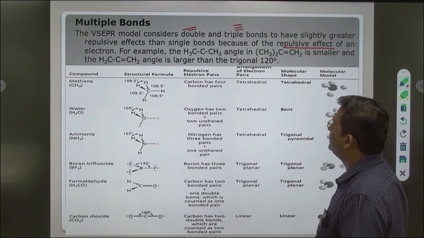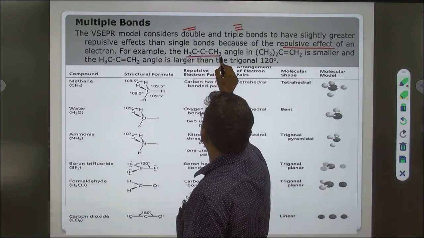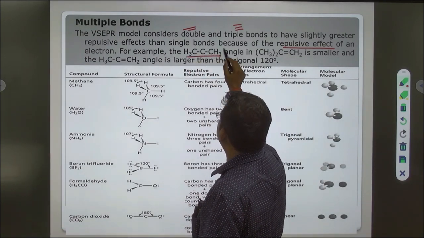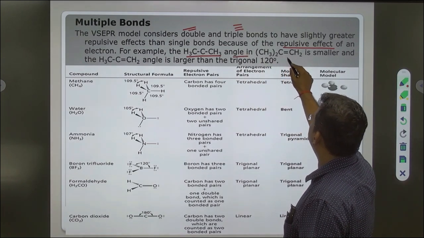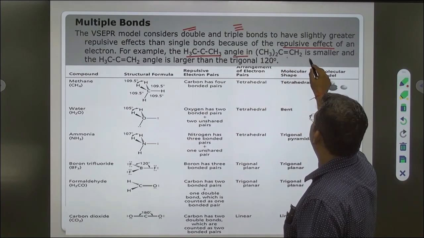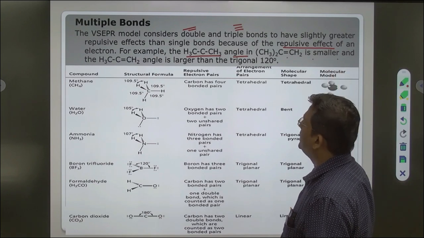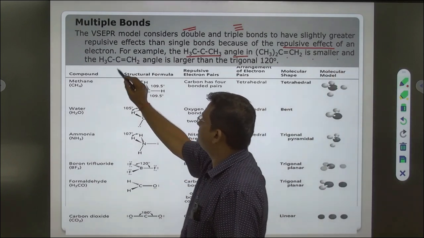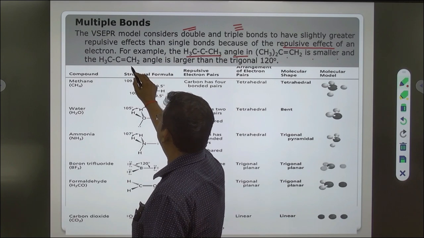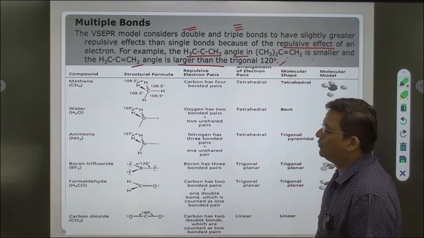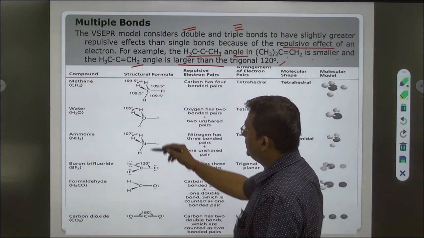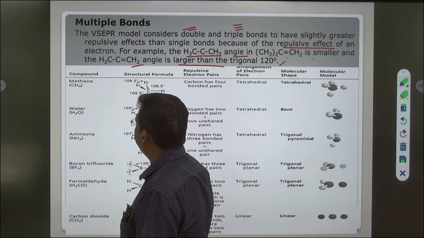For example, CH3 CH3 CH3 C CH3: the angle in (CH3)2C=CH2 is smaller, and in CH3-C-C(CH)=CH2 the angle is larger than the trigonal 120 degrees. Here some compounds are given.